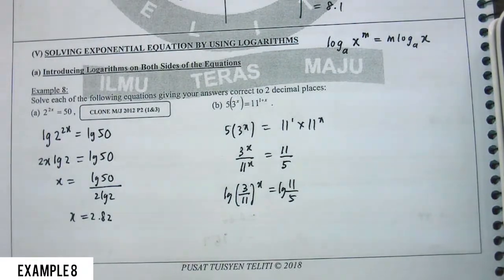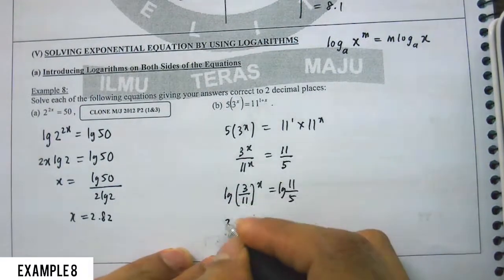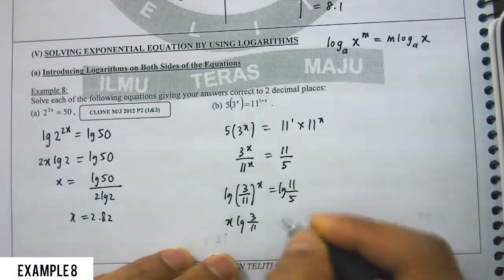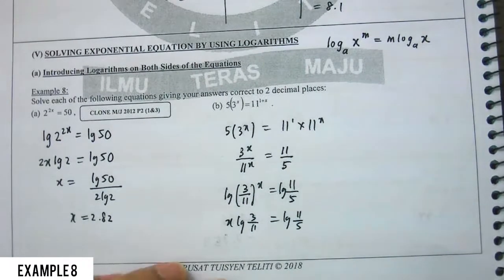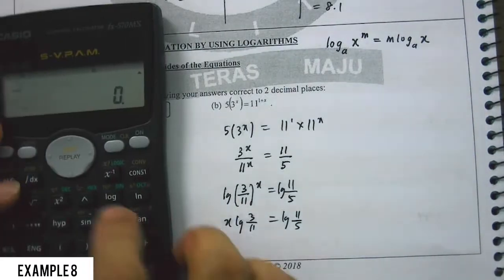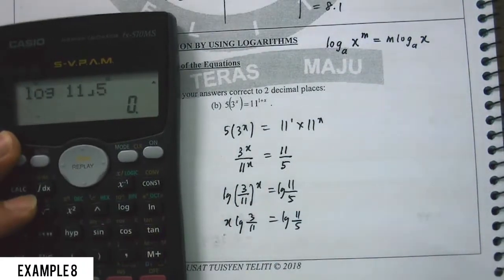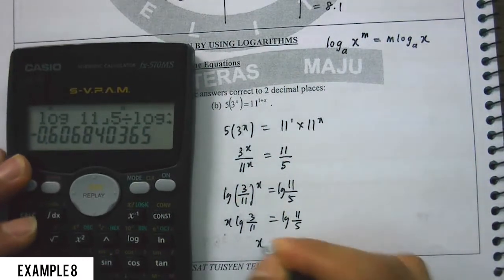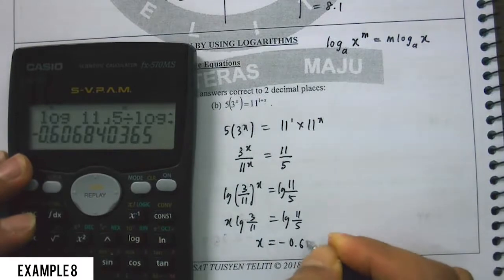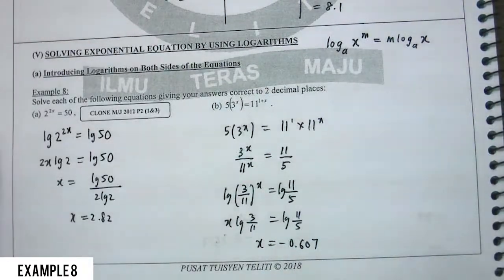Okay. So you want to bring the power x down. This is 11 over 5. Now we take log 11 over 5, divide log 3 over 11. The result is negative 0.607.